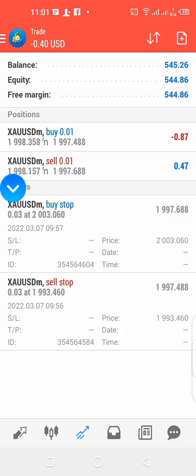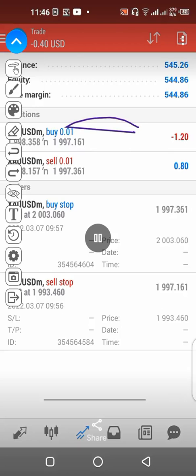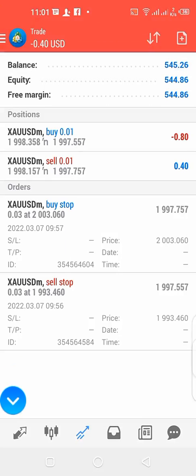So the two running trades are on the 1998 price level. I expect one of the trades to get triggered to close out. I expect either my buy trade closes in profit, or my sell trade closes in profit. One is expected to close in profit as time goes on.